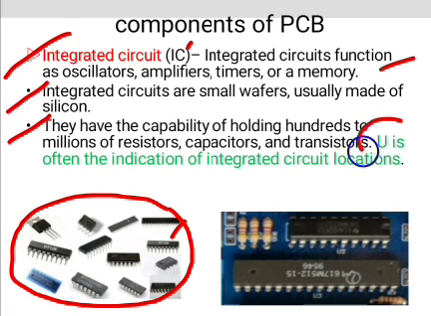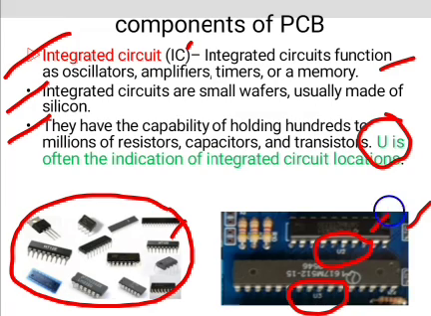Next, U is often the indication of integrated circuit location. That means IC location is often marked by U, U2, U3. The U is often the indication of the integrated circuit location on the PCB. This is the printed circuit board. If there are many ICs, they will indicate some numbers. So U2 and U3 are indicated on the PCB.